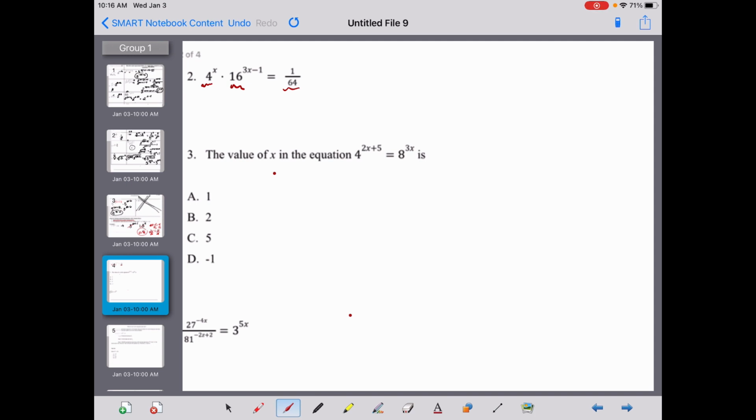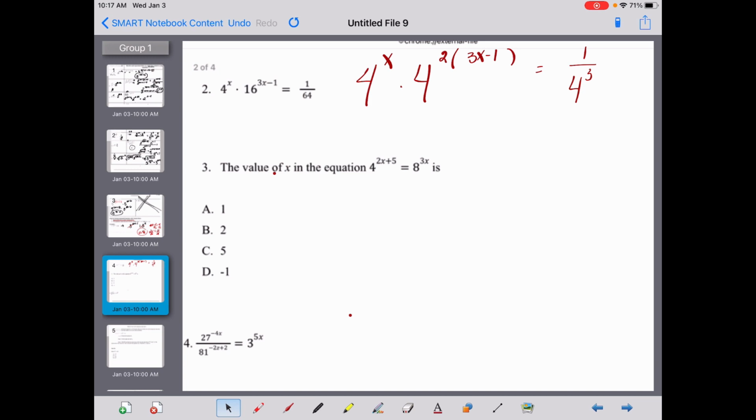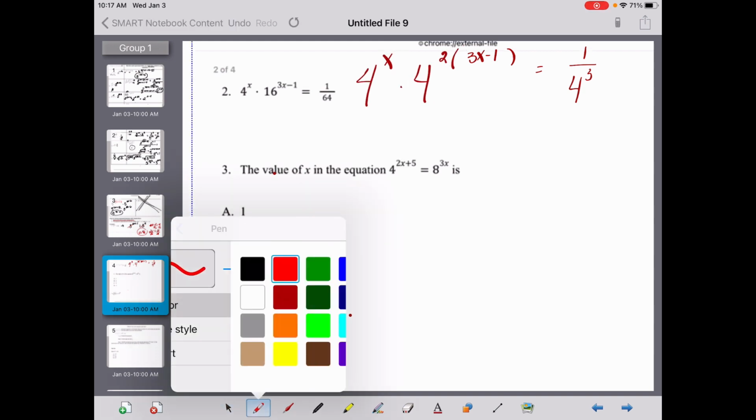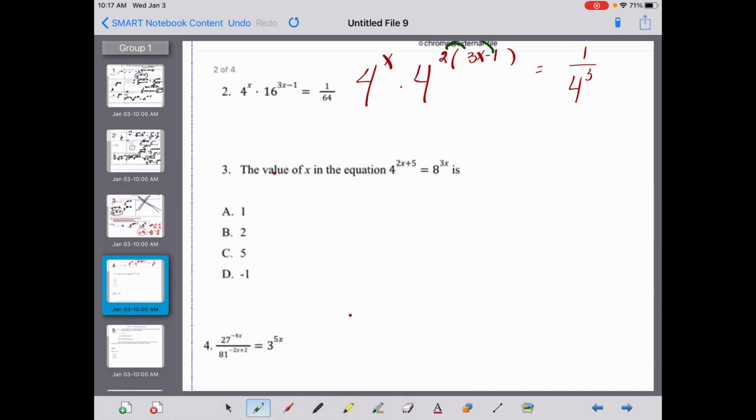Try rewriting this on your own, see what you can do, and then I'll continue the problem with you. So this should have been your rewritten form, all 4s: 4 squared, 4 to the 3rd, 4 to the x. And now you can apply your rules. If you have the same base and things are multiplied, you can add this exponent with this exponent. So that's 4 to the x plus 6x, if you distribute that 2, minus 2.